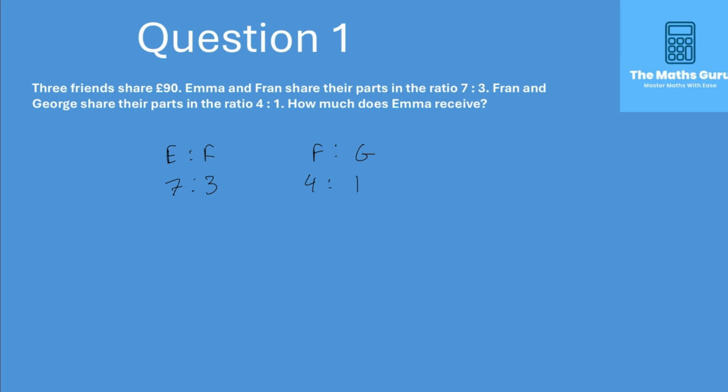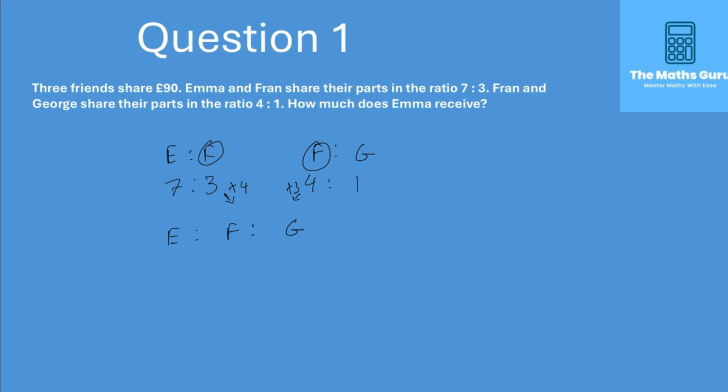Okay, so what we can first do here is see that Fran is common in both ratios. So that way we can get a ratio between all three of them and how they split their money, is to make Fran the same in both ratios. And the way we do this, we look at the lowest common multiple of Fran in both ratios. In this case, we're going to try and make this 12. So to get Fran to be 12, we have to times this ratio by 4 and times this ratio by 3.